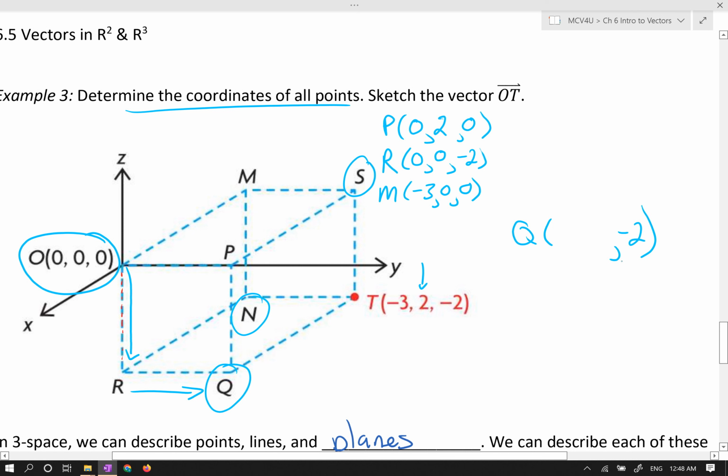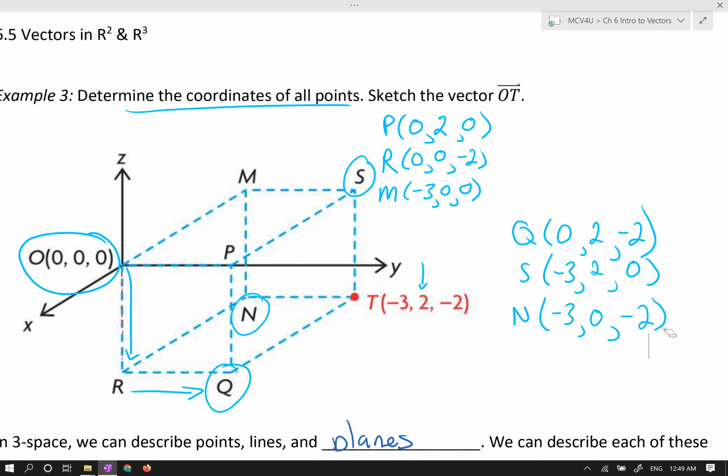And then I'm also going to the right to point Q. So if I'm going to the right, well, that's the y direction. So that means my y coordinate changes to 2, and my x coordinate remains 0. All right, so you should be able to follow this same logic. Try it out, pause the video, compare your work. Here we are. We have S at -3, 2, 0. We have N at -3, 0, -2.